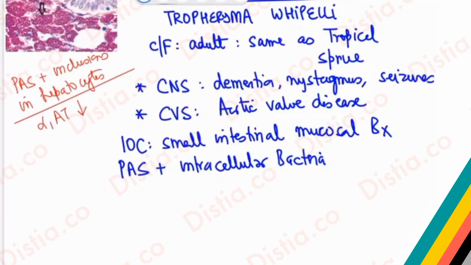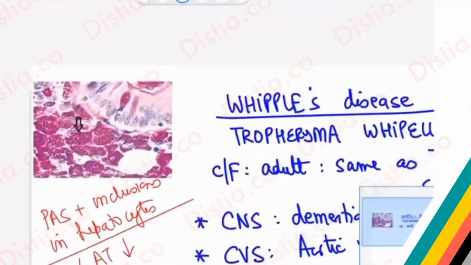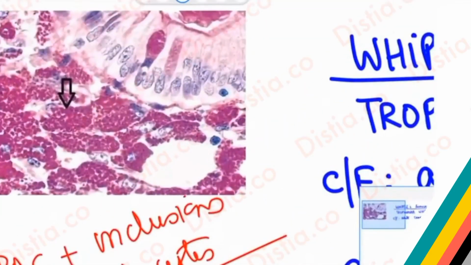But in this case, I use the term PAS positive intracellular bacteria, which are located in the macrophages of the gut. Now I can just zoom in on the image, which is showing so many inclusions. This is obviously a very high power view, which you can see in the gut, where these inclusions are found inside the security system.